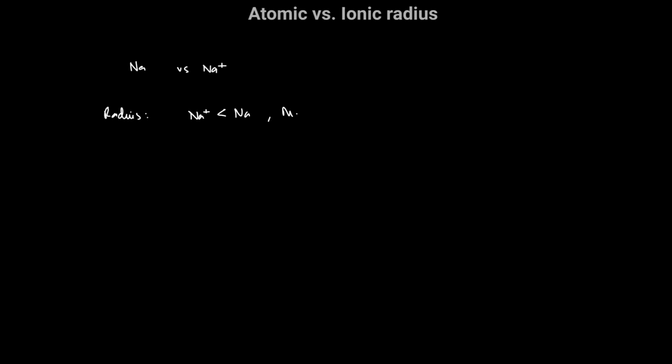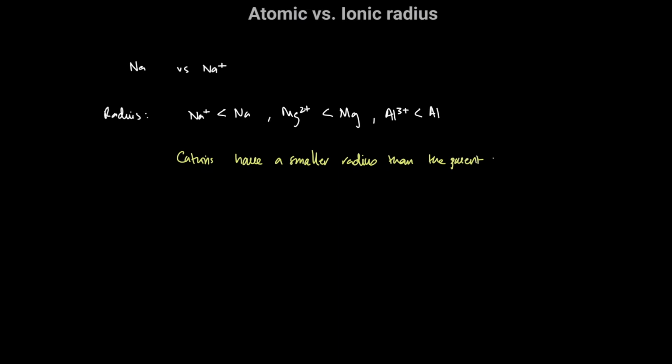And the same thing applies to magnesium ions versus magnesium atoms, and the same thing for aluminum ions versus aluminum atoms. The idea here is that cations have a smaller radius, or are smaller in size, than the parent atoms.